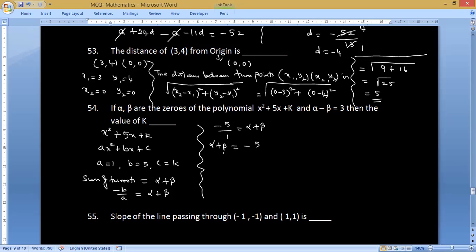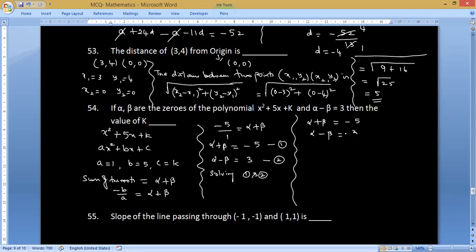Already in the question he has given you alpha minus beta. Let us assume the first as 1. In the question alpha minus beta is given equal to 3. Let us assume this as 2. Solving 1 and 2: alpha plus beta is equal to minus 5, and alpha minus beta is equal to 3. So I have written the first equation alpha plus beta equal to minus 5, then again alpha minus beta equal to 3.